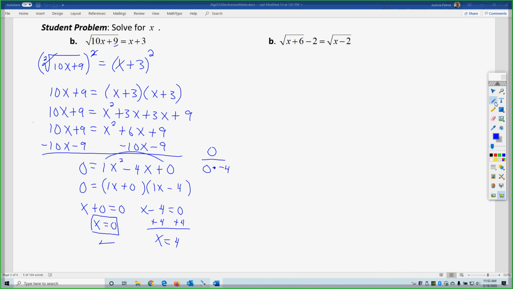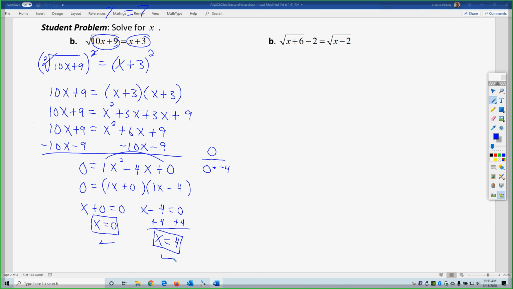So if I try 4, 4 plus 3 is 7. Okay. So we try 4 here. I get 40 plus 9 is 49. Square root of 49 is 7. So in this case, they both actually work. Okay. So you can't assume they both work or one of them doesn't work. You have to check each time. You're going to get a variety of outcomes.